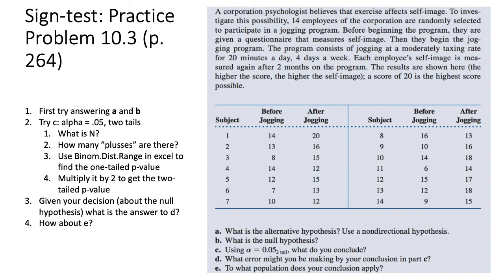So see if you can work your way through A, B, C, D, and see if you can get a one-tailed p-value, multiply it by 2 to get a two-tailed, make a decision, and then try D and E. So pause it and try that, and then unpause it, and I'll go through the answers.